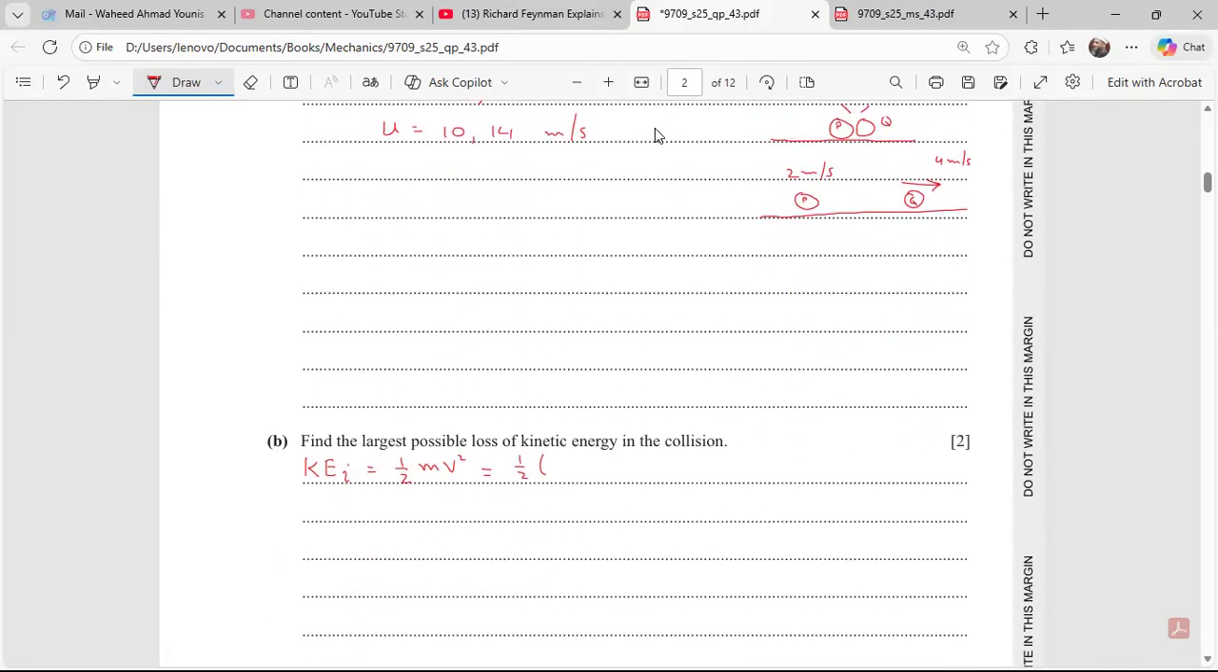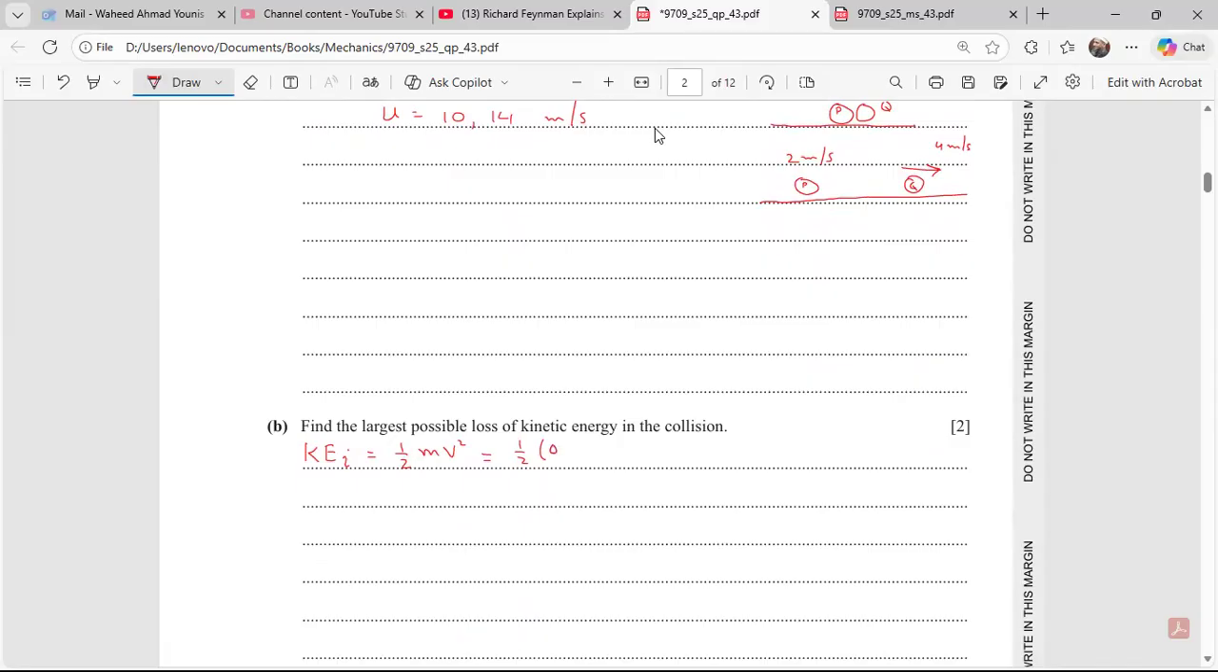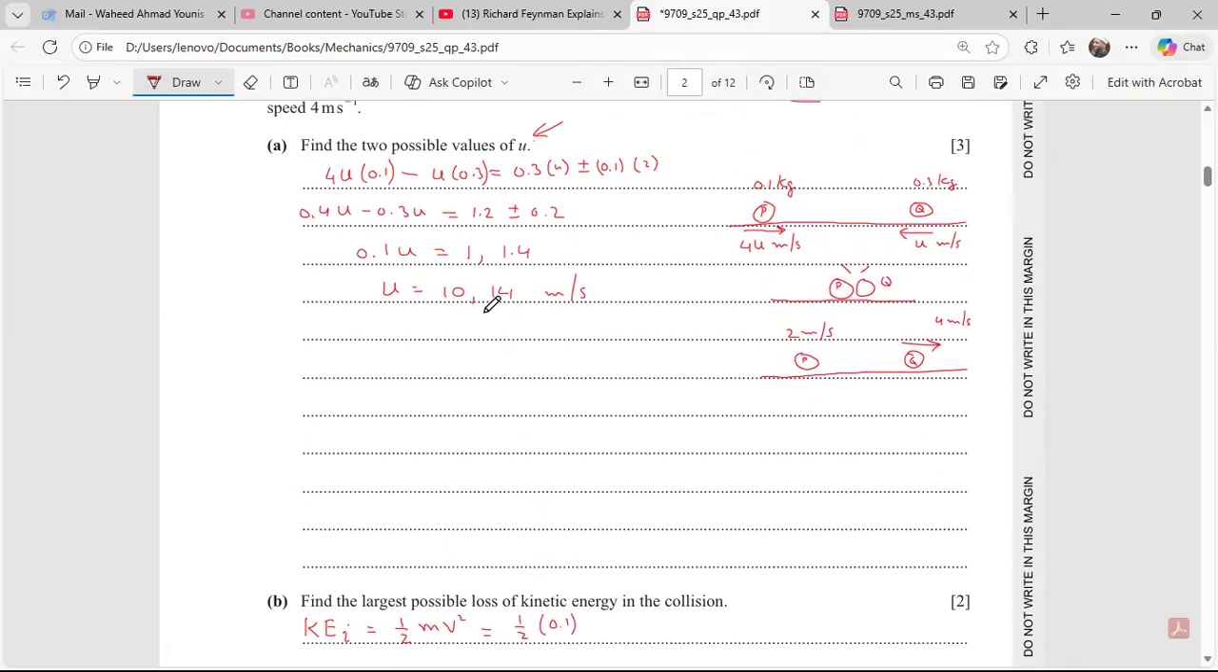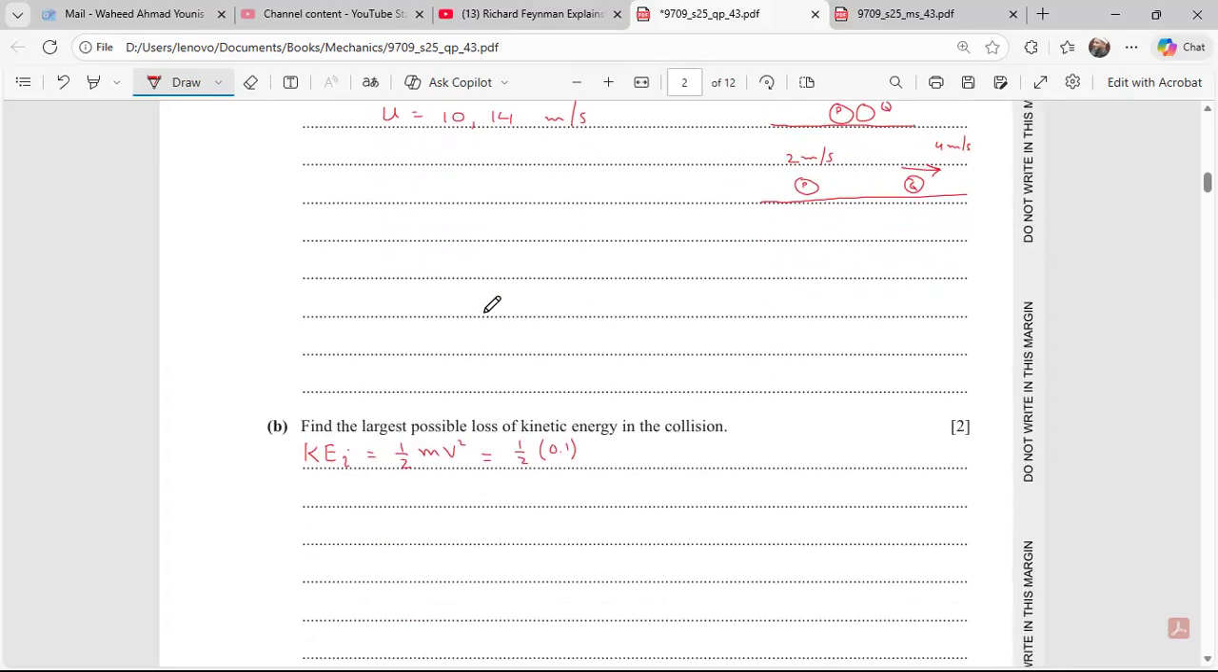Now find the largest possible loss of kinetic energy in the collision. So let's find the kinetic energy initially, before the collision. Kinetic energy is 1/2 mv squared. So what's the total kinetic energy? 1/2 times the mass of this object P, which was 0.1. Now, kinetic energy depends upon the speed, and for speed we have two values, 10 and 14. So let's do these two different calculations.